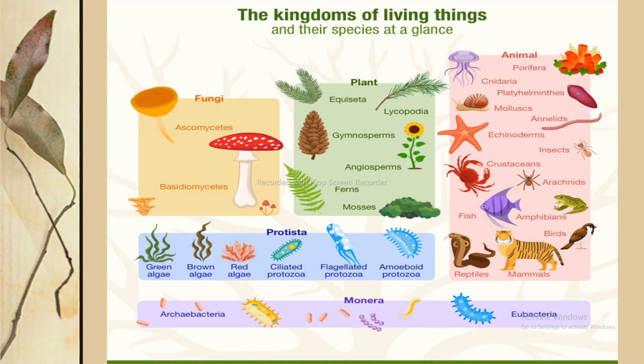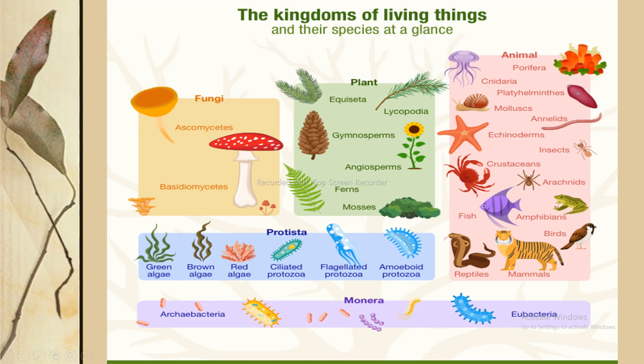So this is the kingdom of the living things. It starts from the Monera. Monera includes the Archaebacteria and Eubacteria. Then comes Protista. Protista includes green algae, brown algae, red algae, ciliated protozoa, flagellated protozoa, and amoeboid protozoa. Then comes fungi. Fungi includes Ascomycetes, Basidiomycetes. Next is the kingdom plant, which includes Equiseta, Lycopodium, Gymnosperms, Angiosperms, ferns, and mosses.